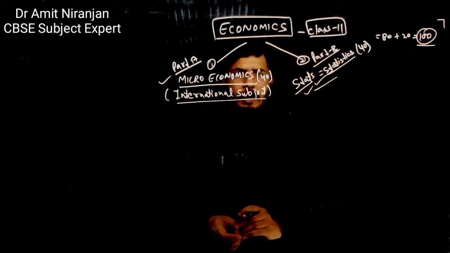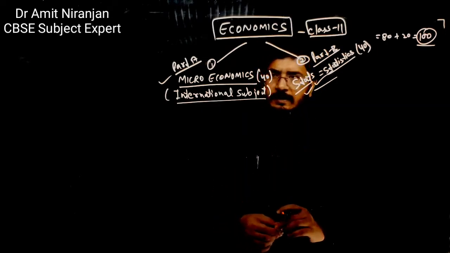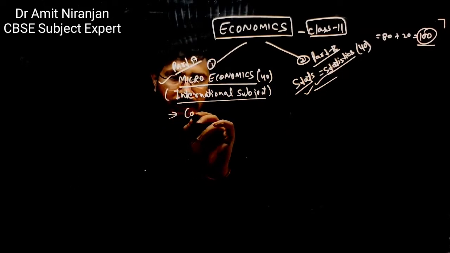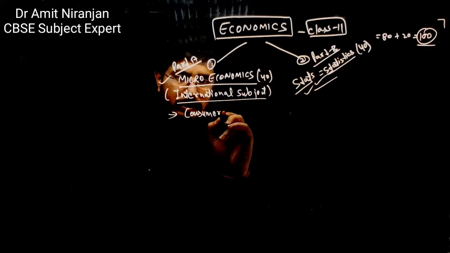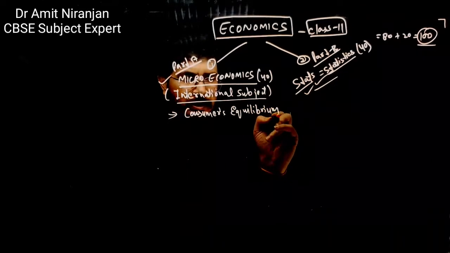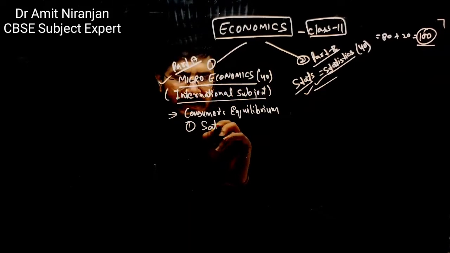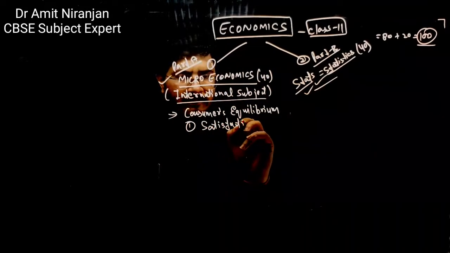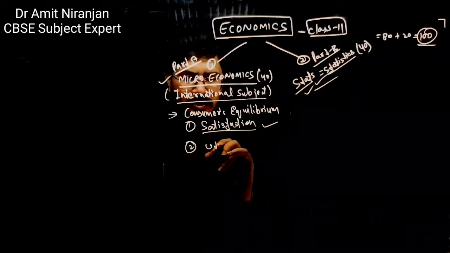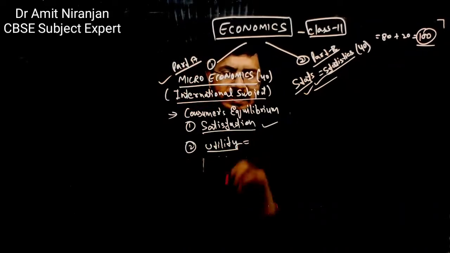So what is economics all about? Economics is basically the principles of your general life. It includes the most important principle of consumer equilibrium, right? So what do you mean by consumer equilibrium? When consumer equilibrium comes, it means satisfaction, right? And you know everything is based and depends on this word satisfaction, and satisfaction is also related with the term utility. Utility means the want satisfying power of a commodity.